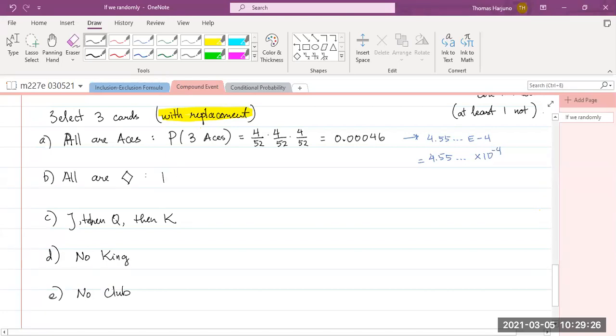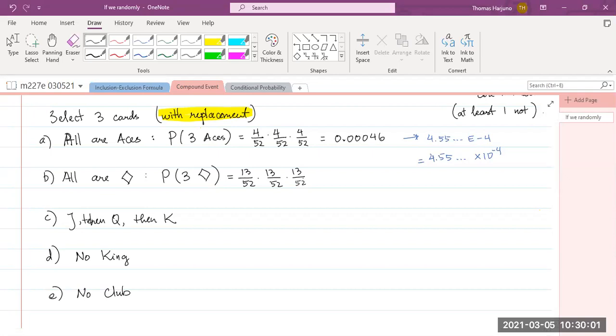Okay, what about the probability of getting all diamonds? How many diamond cards do we have? There are 13, right? So the first card, the probability to be diamond is 13 out of 52. The second card, because you replace it, you still have 13 out of 52. You still have 13 out of 52. So the probability will be 0.015625.